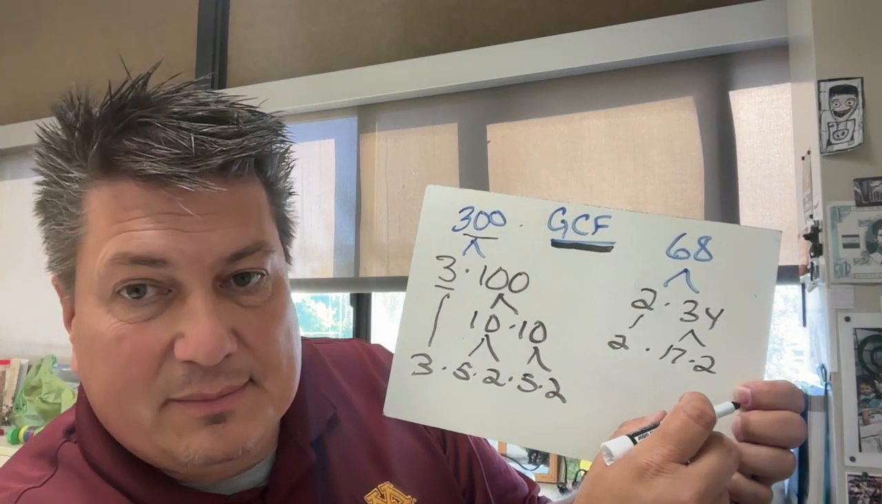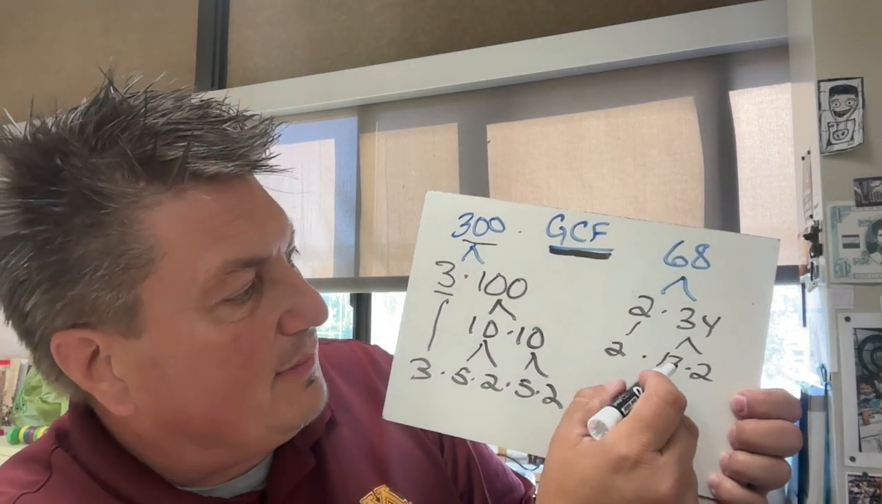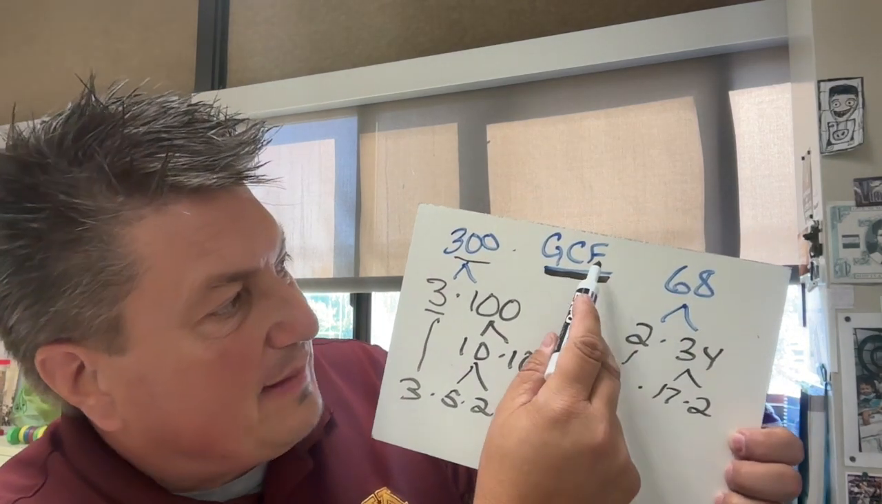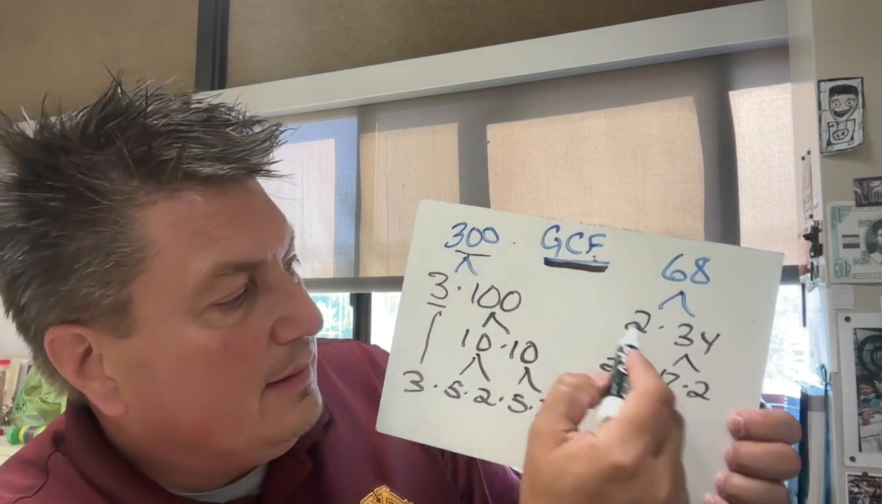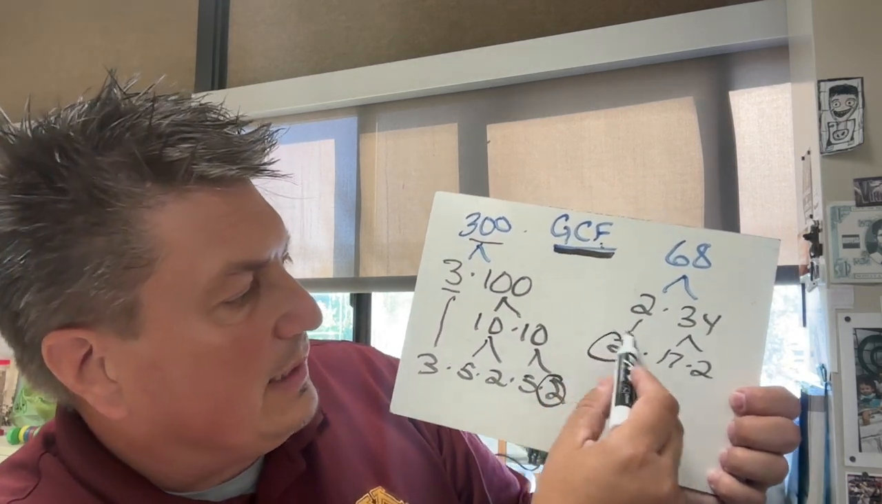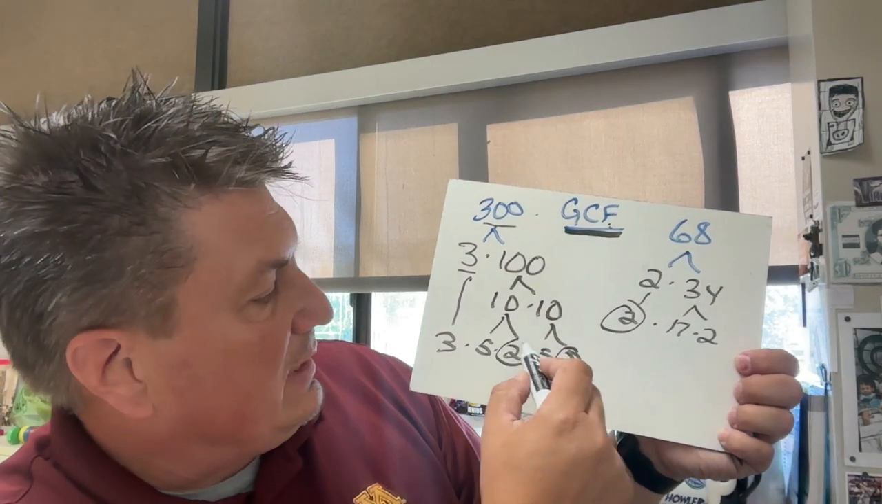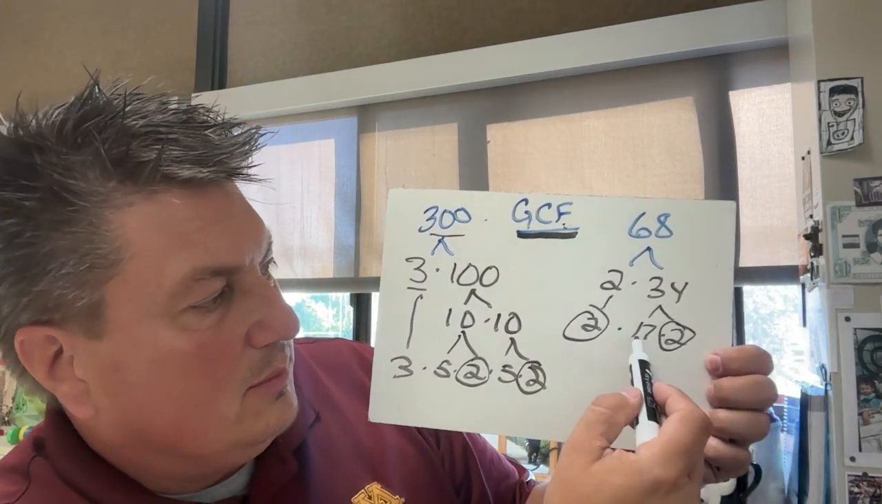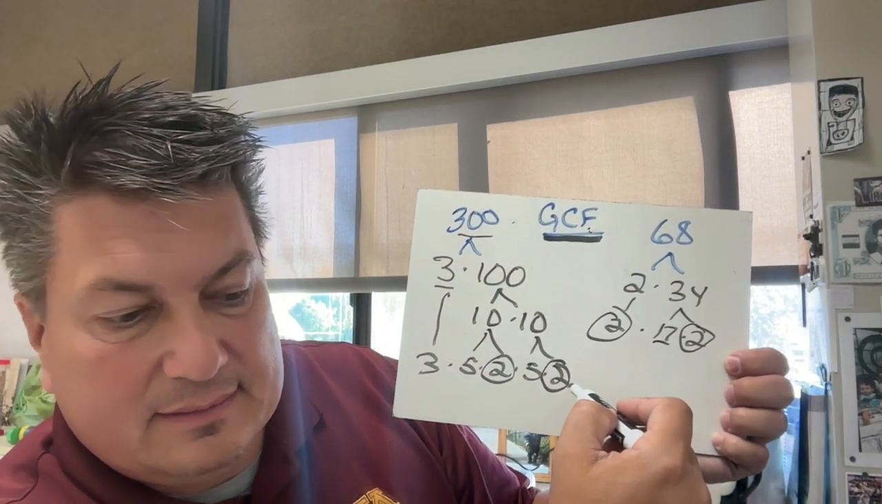So now it's time to compare lists. So we have our numbers broken down into the factor part. Okay? Now we have to find out what's common. Well, there's a 2 here and a 2 here. There's a 2 here and a 2 here. But there isn't a 17 here.